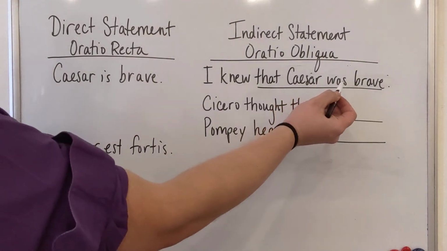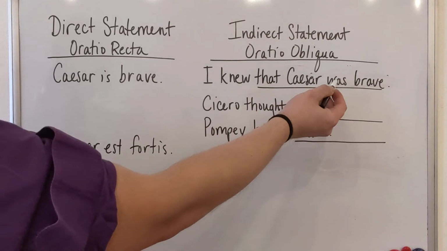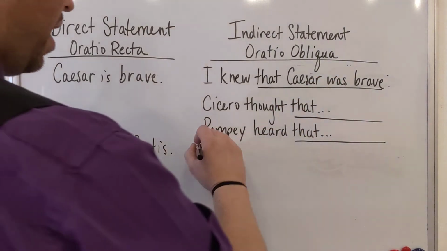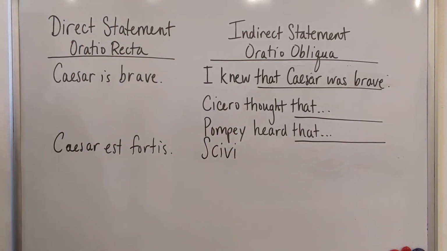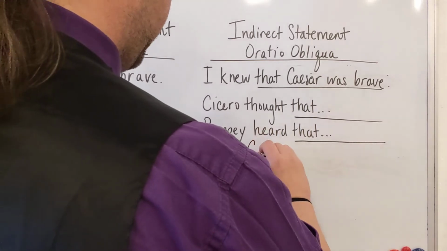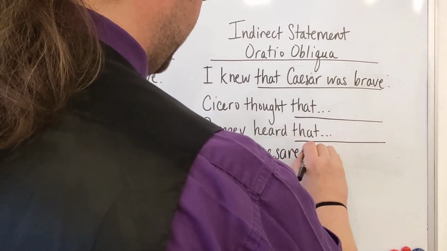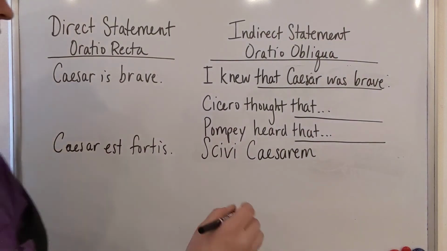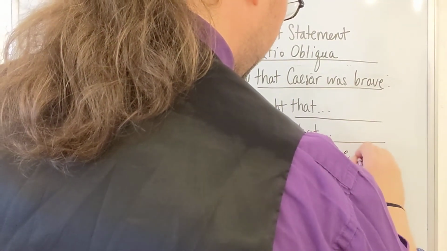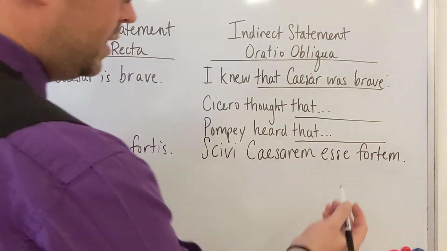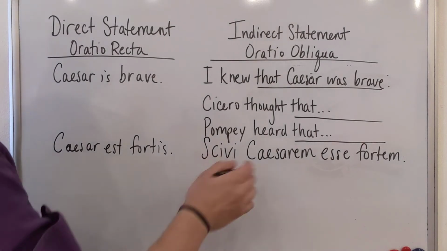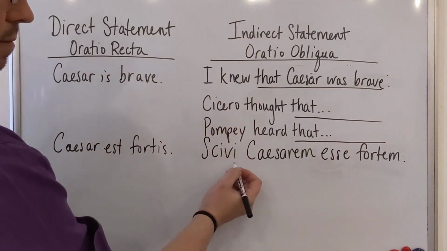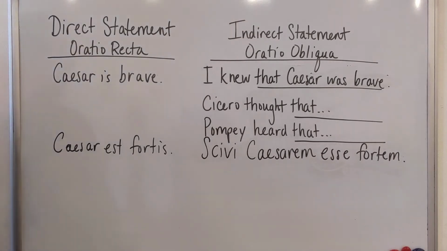You're just going to use the present tense here for this infinitive because any action that is contemporaneous is going to be present. So I knew scivi or sciebam or scieram that Caesar was brave. Once again, the subject of the indirect statement is in the accusative. And we're just going to put the present infinitive because this action happens contemporaneous or same time as that action. The only thing that's changed from what we were looking at previously is that this main introductory verb has now become past tense. And same thing with the other examples.